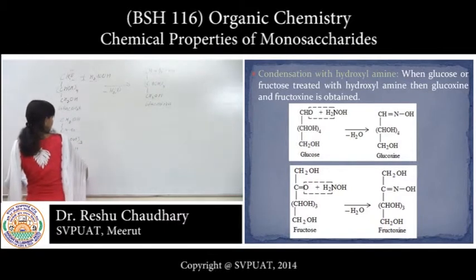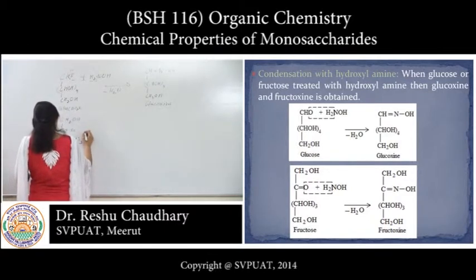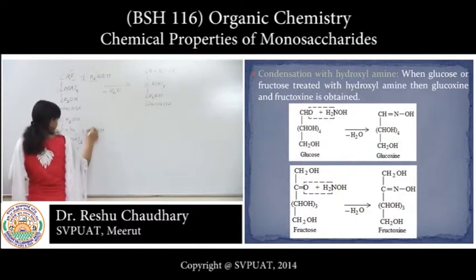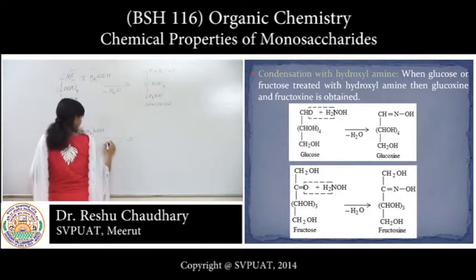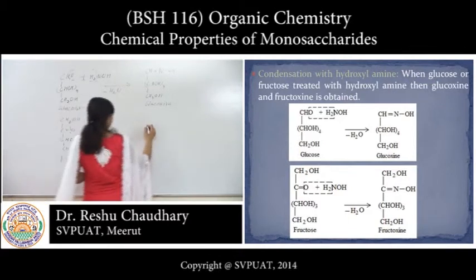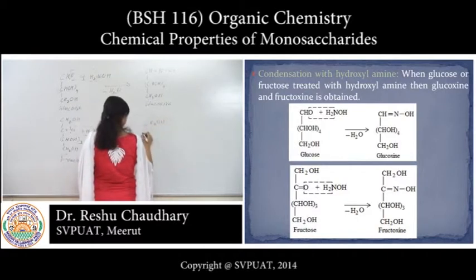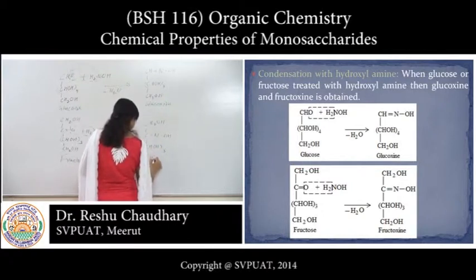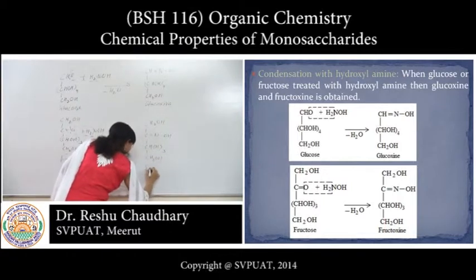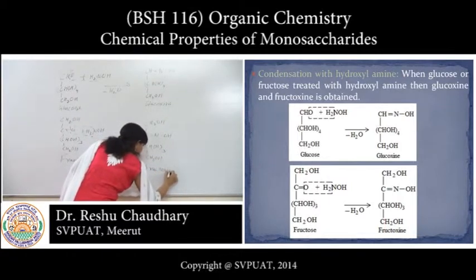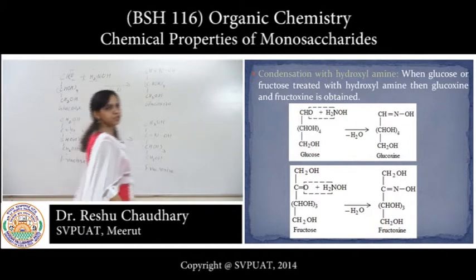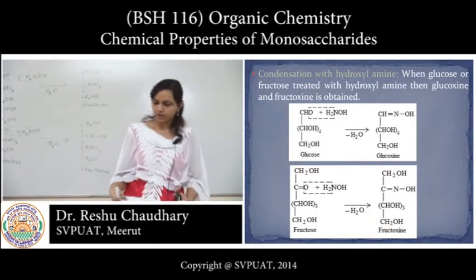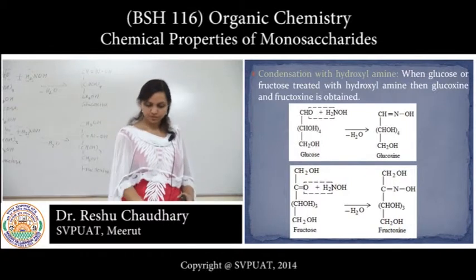And now when it reacts with fructose, this oxygen and this hydrogen form a water molecule and come out, and the remaining will be the same, and the name will be fructoxime. This is the condensation reaction of monosaccharides, all ketoses and hexoses.